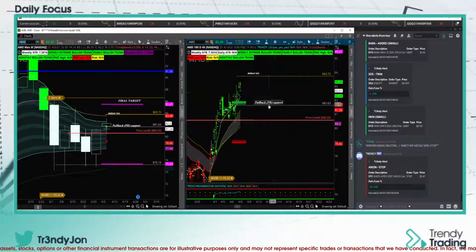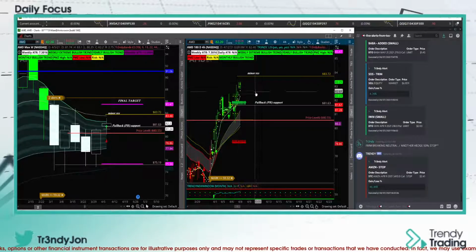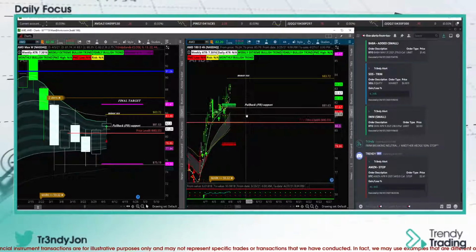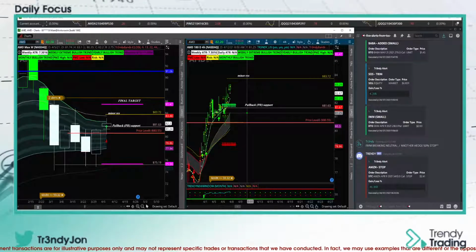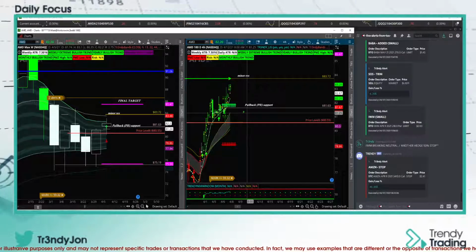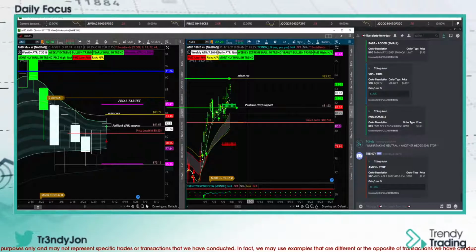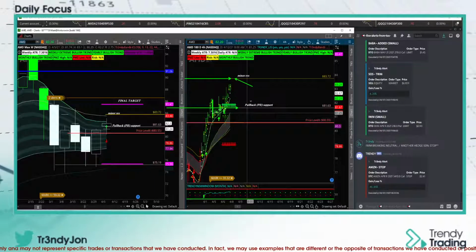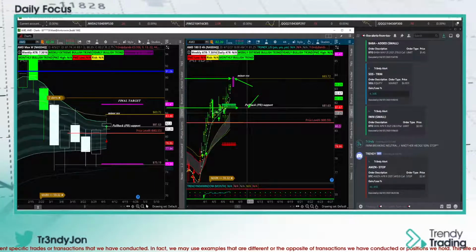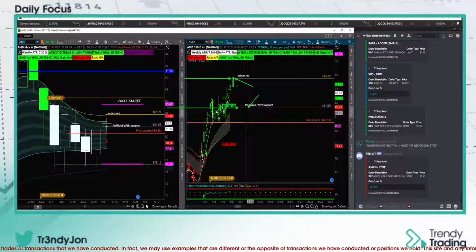Pullback support. Let's talk about that on AMD. If we pull back into at or around 81.63 and we start to reclaim, this is where I'm a buyer. So I'm a buyer in two places: if we could break above here, and if we pull back to here. I will set alerts here and here. If this happens immediately within the first 5 minutes, I will not be a buyer.